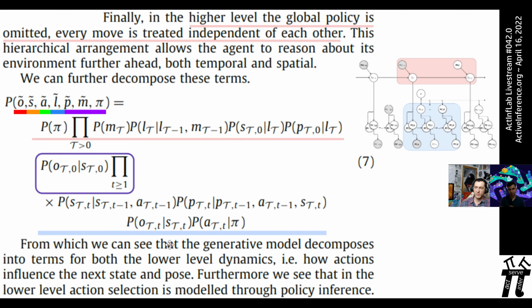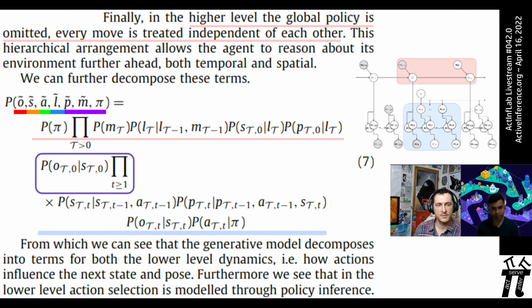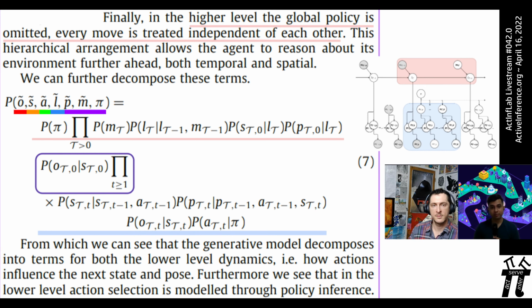From Formalism 7, we can see the generative model decomposes into terms for both the lower level dynamics, blue, i.e. how actions influence the next state and pose. So we broke the blue out from the red, and then there's this other term, which we can talk about, from the joint distribution. What do you think? Yeah, I think this is where it comes to expressing in terms of G, which was the expected free energy, and we see those terms repeat here. And I think this is the most important formula of this paper, in which the global policy selection happens at the higher levels.